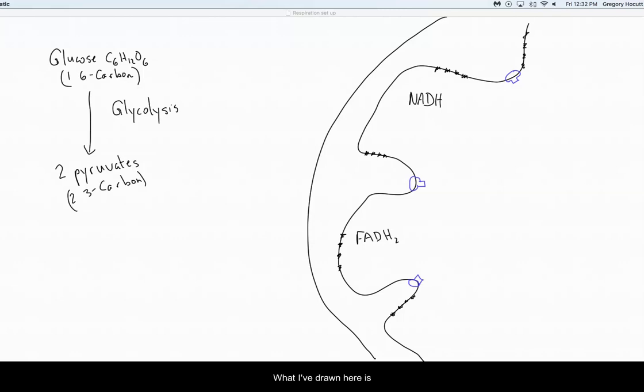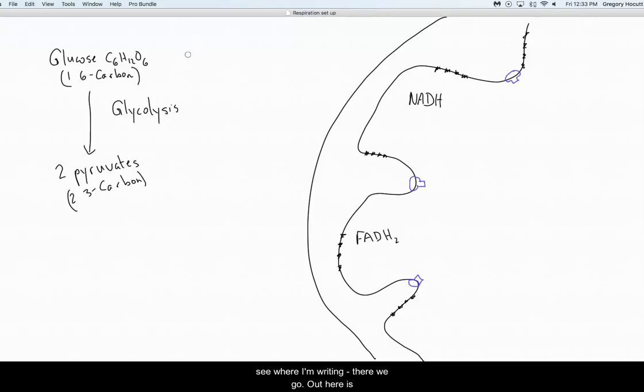What I've drawn here is a piece of the cytoplasm. So out here is the cytoplasm. And we're starting out with the glucose molecule in the cytoplasm. In here, this is the mitochondrion.